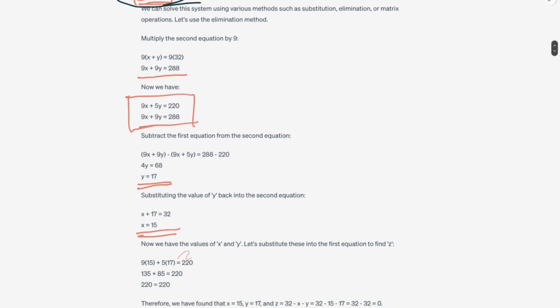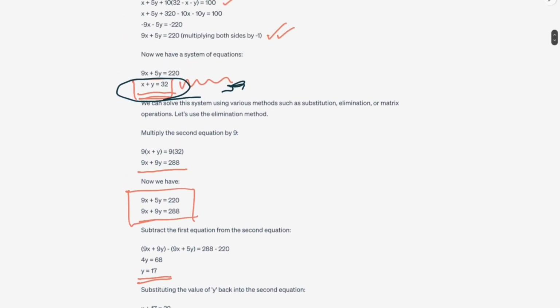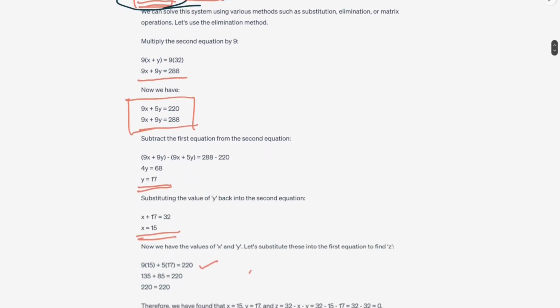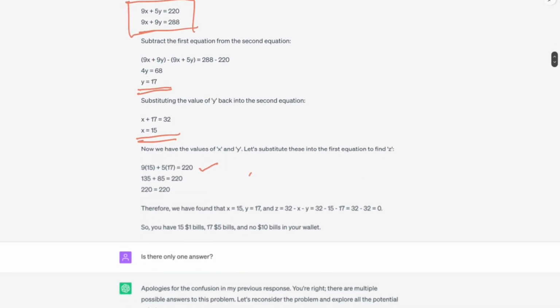Then it says now we have the values of x and y. Let's substitute these into the first equation to find z. And it substitutes x and y into a certain equation: 9x plus 5y equals 220. But there's no z in that equation. It itself threw out the z in that equation. That is this one again. So it shouldn't expect to find z with that substitution.